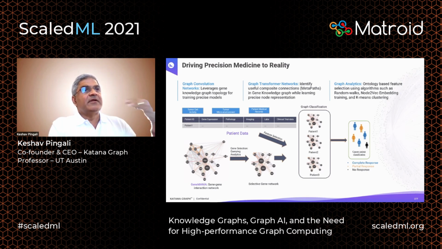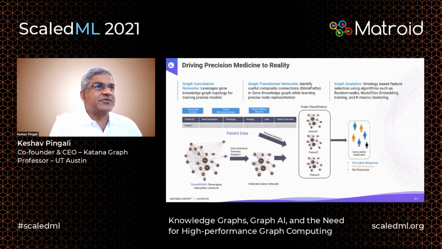And then given a new patient, we construct the graph for that patient, and then we do a graph classification task to classify this new graph, or to label it, as complete response, partial response, or no response. So it's a graph classification task. In this area, they call it patient stratification. And this is essentially how we are solving this particular problem, again, by using graphs.